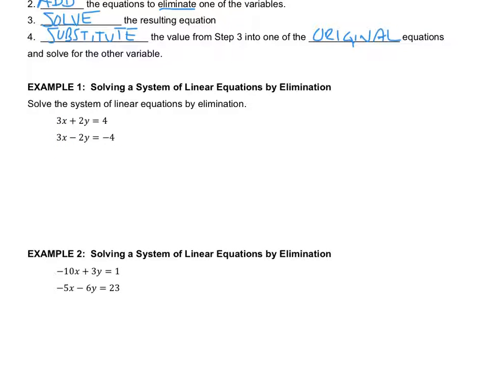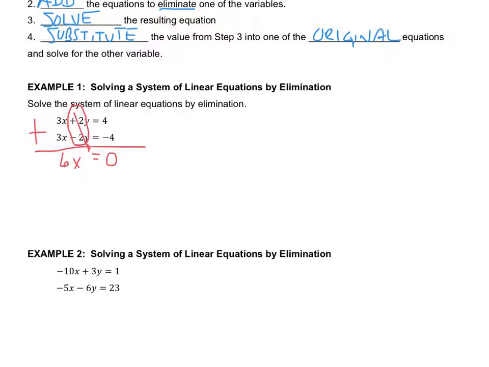So I can actually bypass step 1. I don't have to multiply anything. As soon as I see this happening, that tells me move on to step 2 and add these two together. When I'm adding, I'm going to go straight down from top to bottom. I would have 3x plus another 3x is 6x's. The 2y and the negative 2y become 0, or eliminate, and 4 plus a negative 4 is a 0.